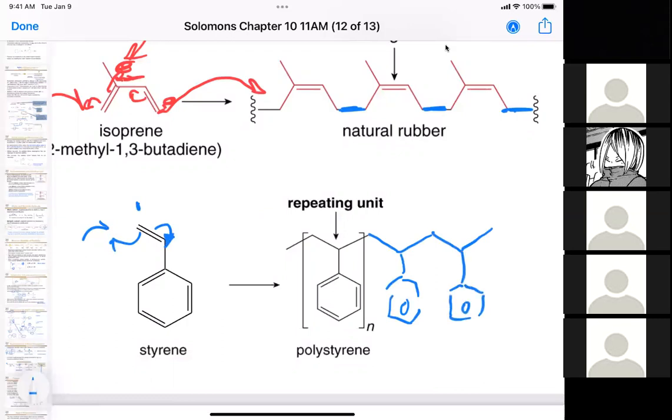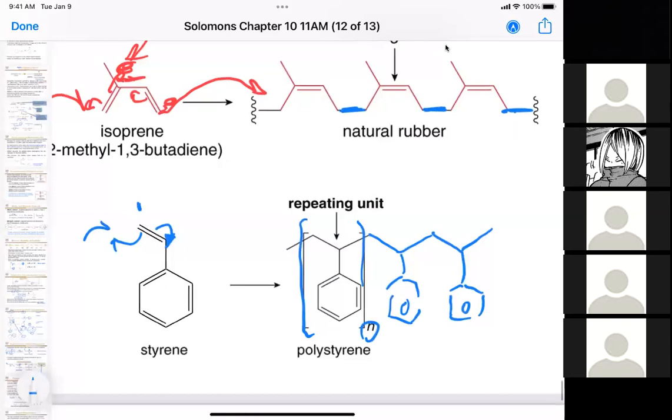Right here. And so when we have a repeating unit, we can put a little bracket around the one that repeats and just add an n there. The n means some number. We don't know what the exact number is. We just know it's poly, more than a few. And so we can do that. All right, questions on that?